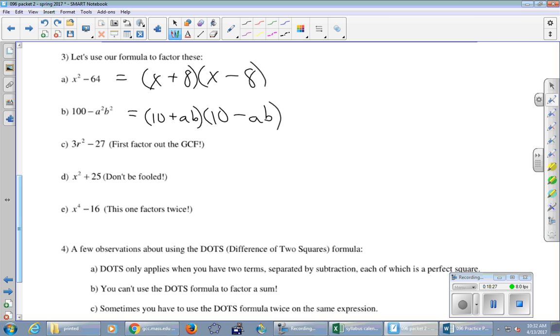No, that's the end of the game. We got to get yeses to all three of those questions in order to use our magic formula. So we cannot do the thing that we just did. 27 is no good. 3 is also no good. But here's the hint. We're going to first factor out the GCF, the greatest common factor.